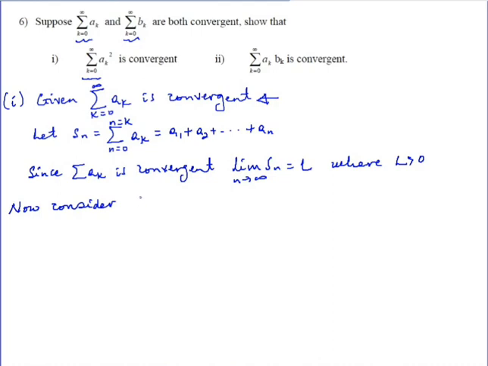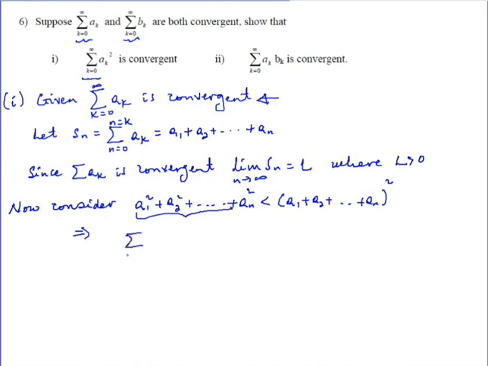Consider we always have a1 square plus a2 square plus a3 square up to an square. This is less than a1 plus a2 plus a3 and so on, the whole square, where all the terms are positive. For any positive terms, ይሄ እውነት እንደሆነ እናውቃለን. So using this fact, we can rewrite this thing like the summation k starting from 0 to n ak square is strictly less than the partial sum. ምክንያቱም ይሄንን Sn ብለን represent ስላደረግን, so the partial sum square ይሆናል ማለት ነው.